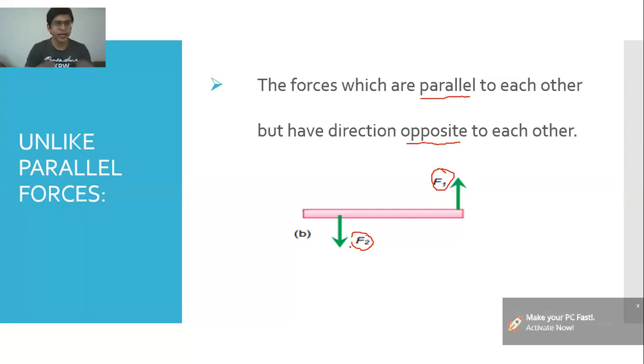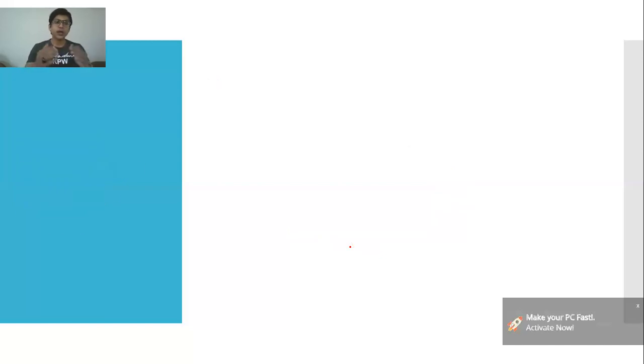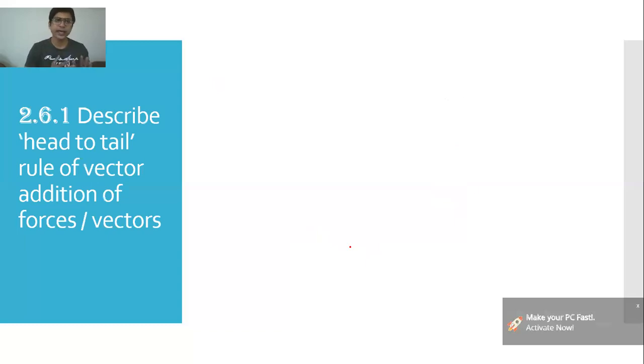Let's now move a little more forward. Now we are done with our first SLO, like and unlike parallel forces. Now we will be talking about describing the head to tail rule of vector addition of forces. As I have said, vector addition is not the same as scalar quantities addition. It obeys a special rule. This rule for vector addition is called head to tail. This is the head to tail rule.